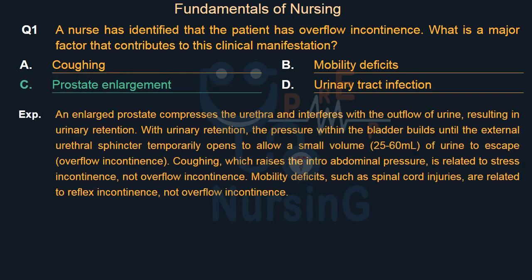Prostate enlargement. An enlarged prostate compresses the urethra and interferes with the outflow of urine, resulting in urinary retention. With urinary retention, the pressure within the bladder builds until the external urethral sphincter temporarily opens to allow a small volume, 25 to 60 milliliters, of urine to escape. Overflow incontinence. Coughing, which raises the intra-abdominal pressure, is related to stress incontinence, not overflow incontinence. Mobility deficits, such as spinal cord injuries, are related to reflex incontinence, not overflow incontinence.